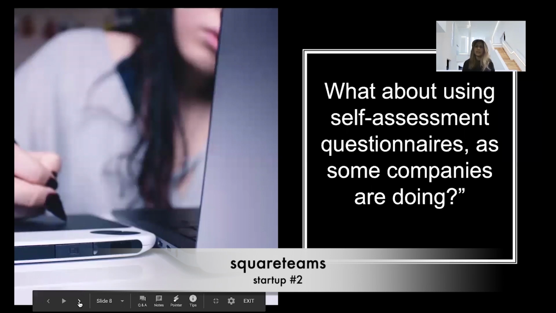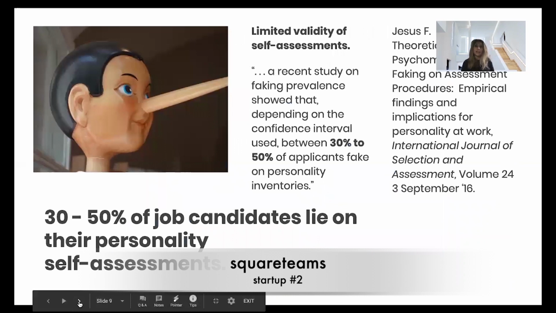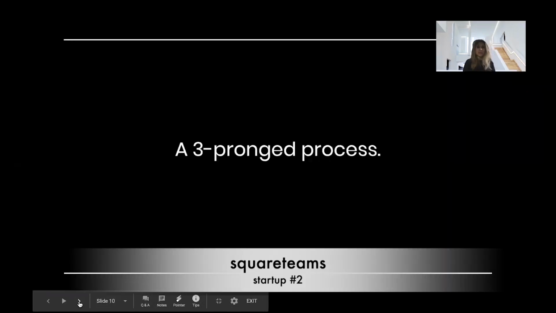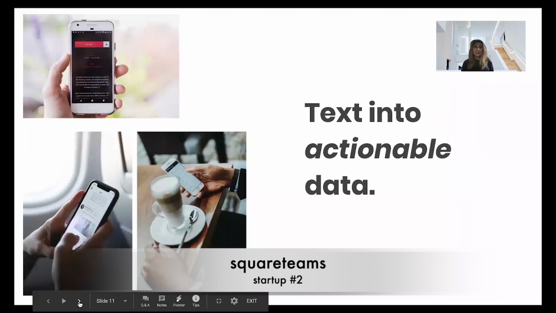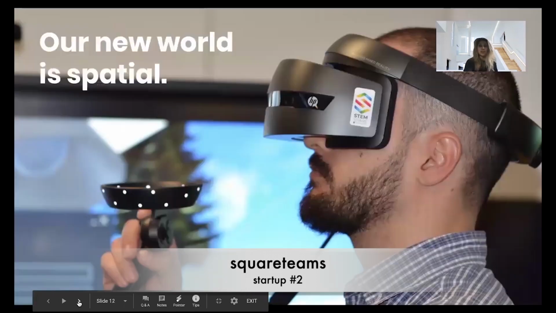So what about using self-assessment questionnaires, as some companies are doing? Well, according to published research, 30 to 50% of job candidates lie on their personality self-assessments. So instead, we use a three-pronged process. Text. The text responses to free-form questions at the interview. We convert that into actionable data.